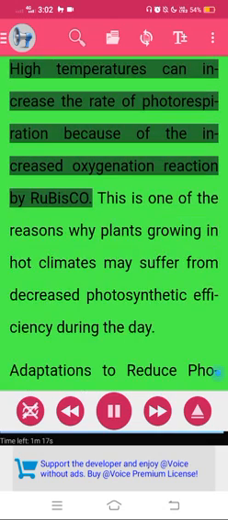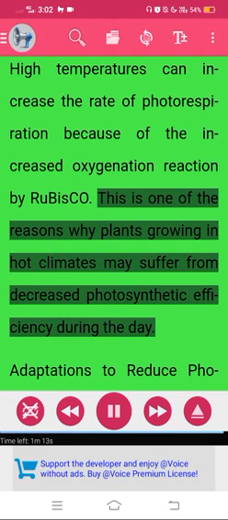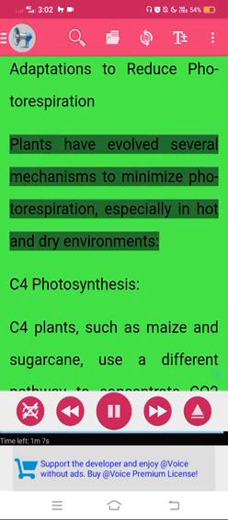Temperature. High temperatures can increase the rate of photorespiration because of the increased oxygenation reaction by rubisco. This is one of the reasons why plants growing in hot climates may suffer from decreased photosynthetic efficiency during the day. Adaptations to reduce photorespiration. Plants have evolved several mechanisms to minimize photorespiration, especially in hot and dry environments.